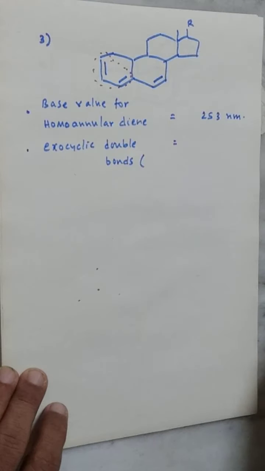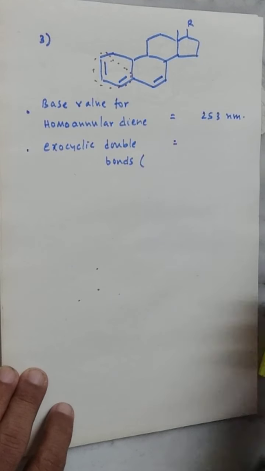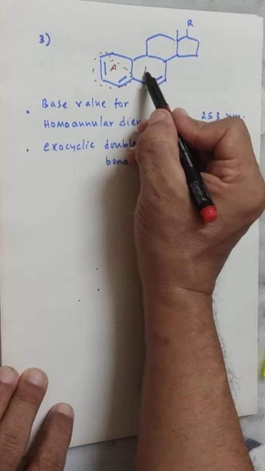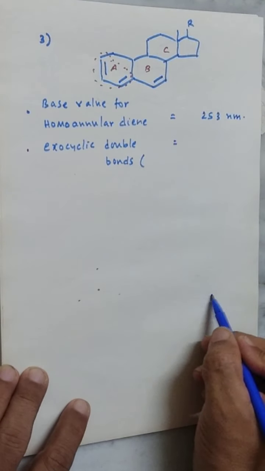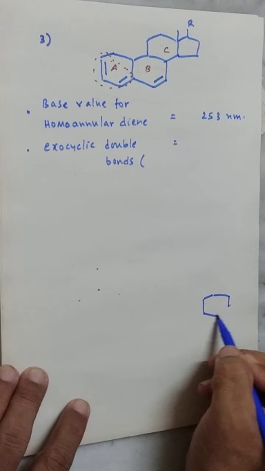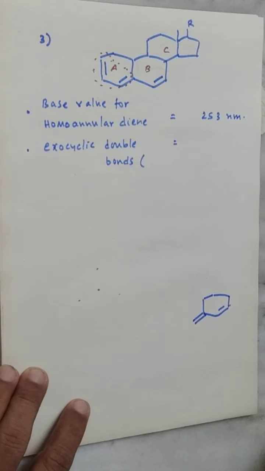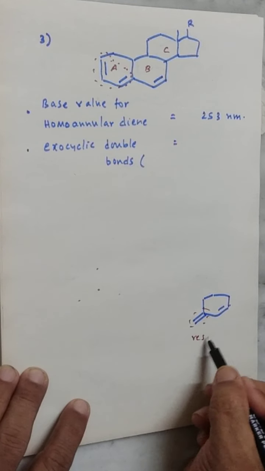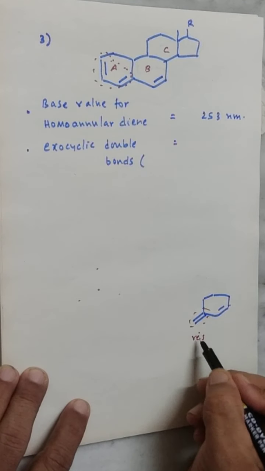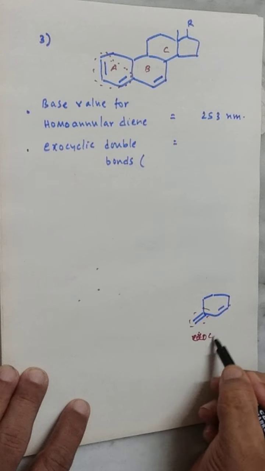Now for the exocyclic double bond, see here. Again, this is ring A, this is ring B, this is ring C. For ring B, I am writing the structure of ring B here. You have one double bond here, and another double bond for this. So this becomes the ring residue. This becomes the exocyclic double bond.